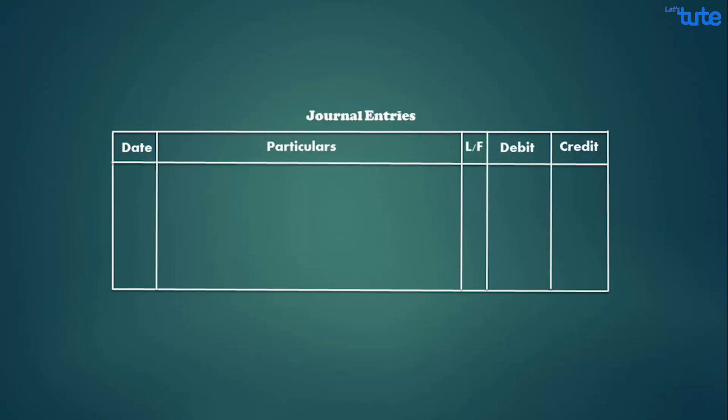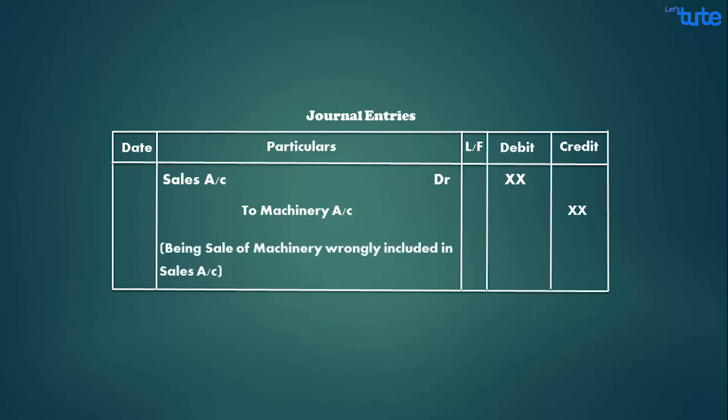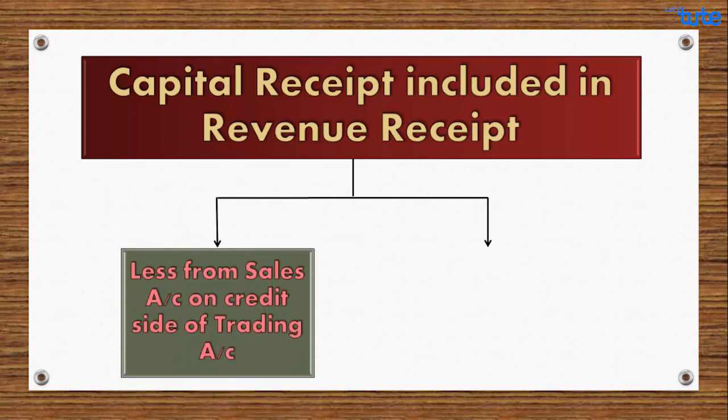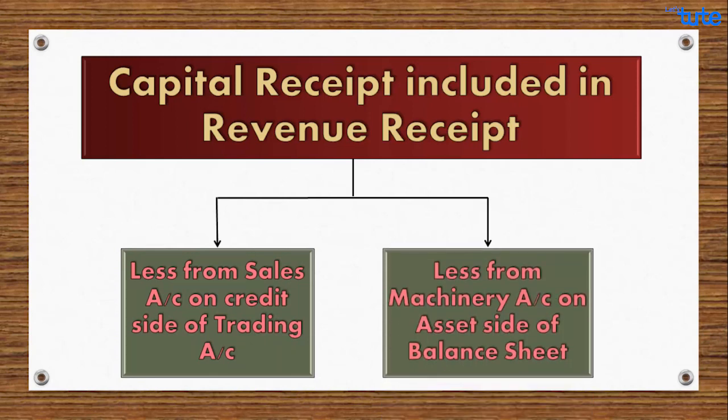The rectification entry will be sales account debit, as we need to remove it from sales of goods, to machinery account, since it is sale of machinery, so credit asset account. So the two effects in final accounts will be deduct from sales account on credit side of trading account, and second effect will be deduct from machinery account on asset side.